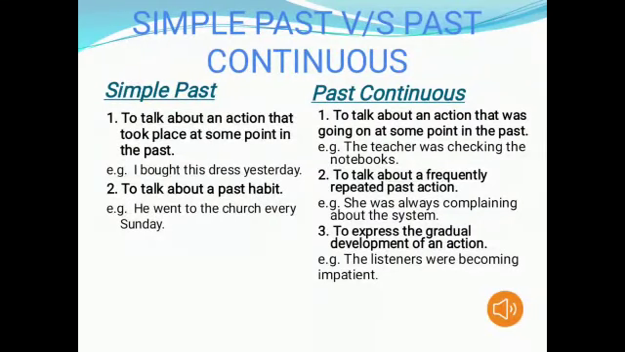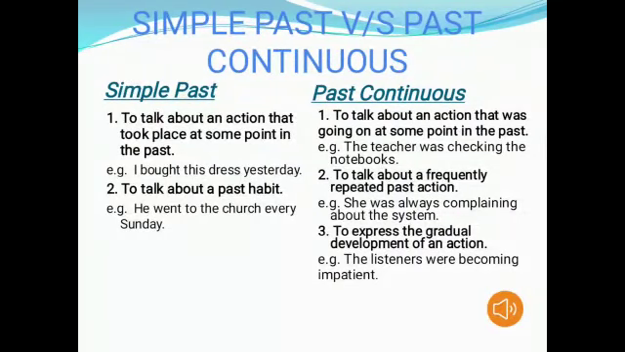And second point is to talk about a past habit. For example, he went to the church every Sunday. Now it is the past habit. So we are using here second form of the verb. We can relate this sentence to the present tenses. Even the present tenses also we use for the habit, routine habits, but in present. And here we are using it in the past, about the past habit. So we are talking here about the past habit. He went to the church every Sunday.